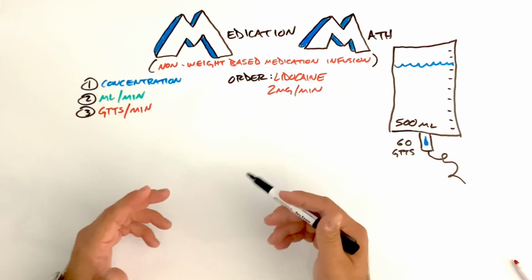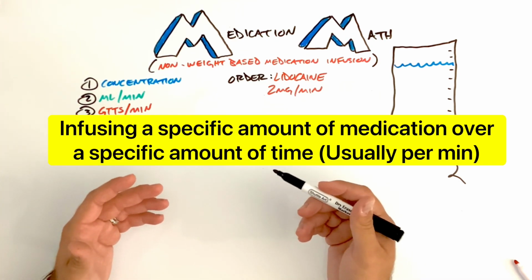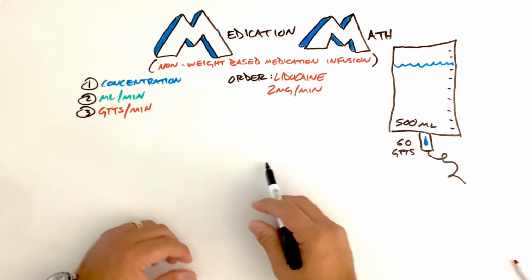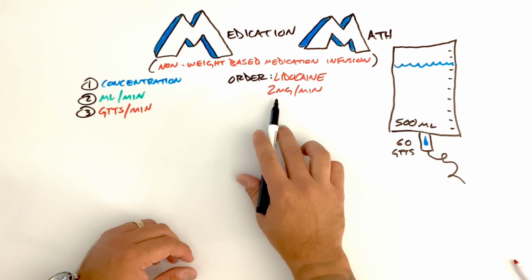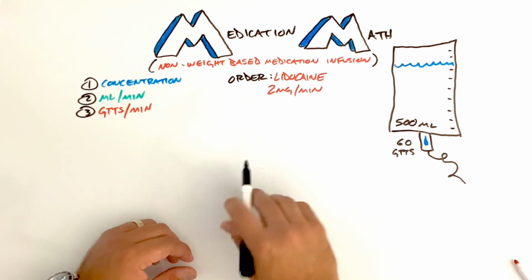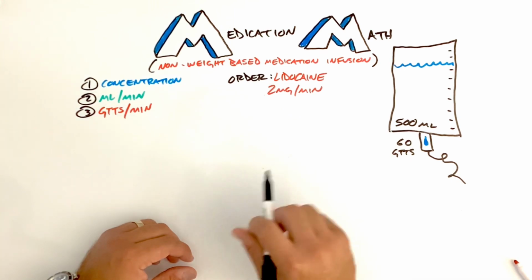What does this mean? This means we're going to be delivering a specific amount of medication over a certain amount of time, which is usually per minute. So for our example today, we're going to be using lidocaine, and we want to achieve 2 milligrams per minute. That's going to be our order. Keep in mind that we are also using a 500 ml bag and a 60 drop set.